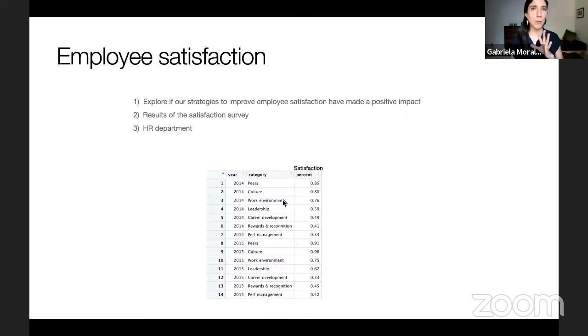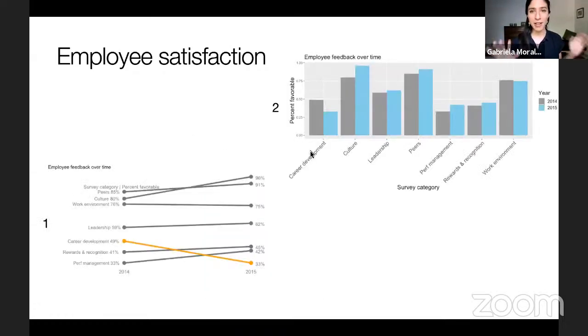And when we grouped the data, we got a table like this with the year, the category, and the percent of satisfaction. Now we're gonna present to the HR department to tell them your employee satisfaction strategies worked or they didn't work, and where they did and where they didn't. So there's two ways of presenting this. Thank you, Michaela.